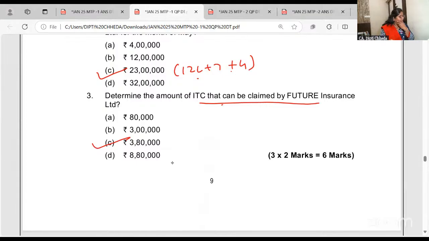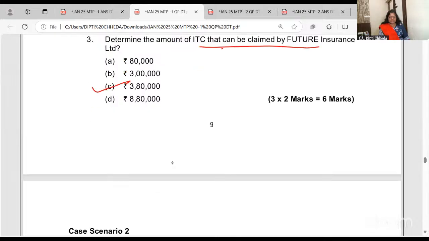3,80,000. I just want to check this last one from the suggested answer. Yeah. 3,80,000. Yeah, your business is insurance services and you have taken insurance. So it's the same line of business. That's why it is allowed. But if you purchase a bus and there you have paid the GST, it will be allowed only if the capacity is above 13, right?